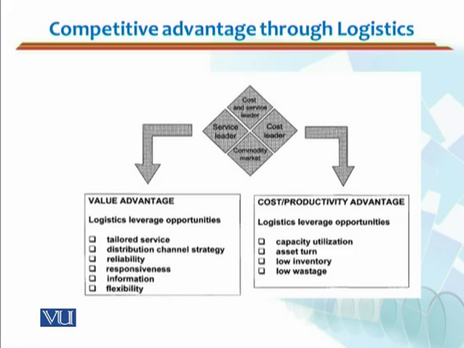That is value advantage. And cost or productivity advantage would be the logistical leverage opportunities that come under scenarios like capacity utilization. You always ship a higher quantity so that the cost per unit would be lower. You are looking at the asset turn so that the cost of your inventory becomes lower. You are looking at lower inventory and lower wastage. Such kinds of advantages would come under the cost and productivity advantage.